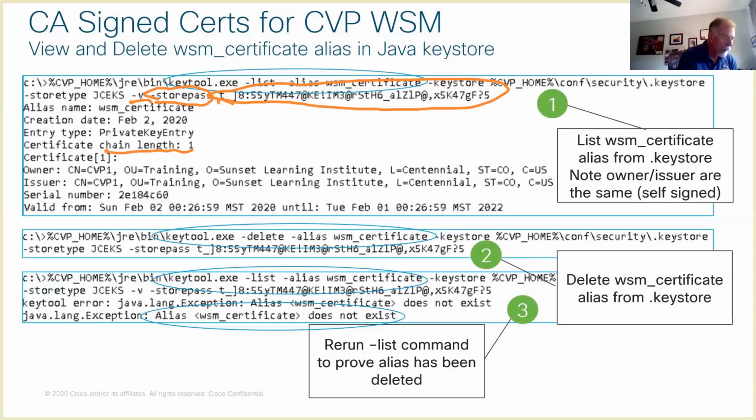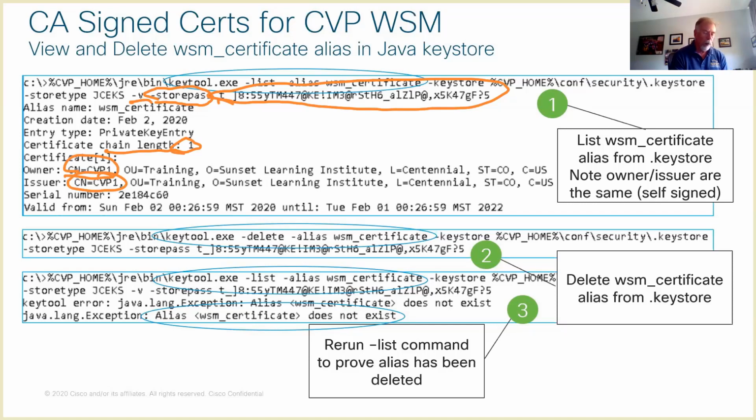It's got a chain length of 1. Chain length of 1 typically indicates that the owner is the same as the issuer. And if the owner is the same as the issuer, what that means is you've got yourself a self-signed certificate now, don't you? Right? Which is the way it came out of the box.